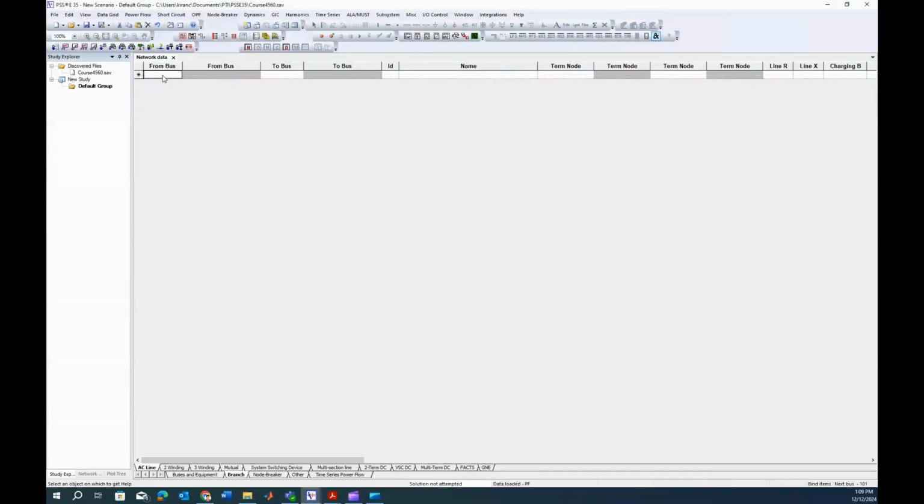Now in this, you give your starting bus, let's say the first bus, and the line is between bus number 1 and 9. After giving from bus and to bus, you press the down arrow, then it will autofill the information of that line. After that, you need to give only the data on the line resistance, reactance, and charging B. In terms of per unit quantities, we know that these numbers are given in the problem itself. You can enter those numbers.